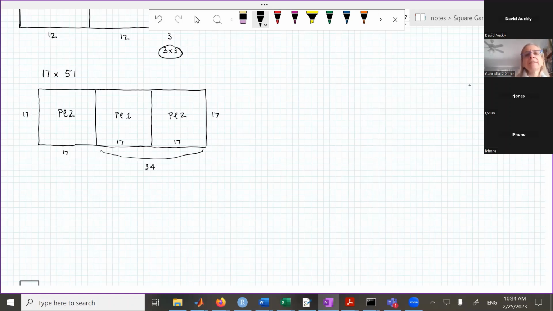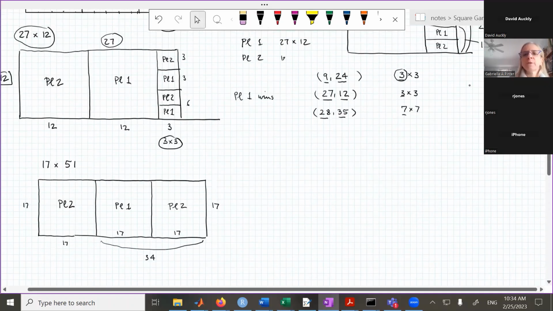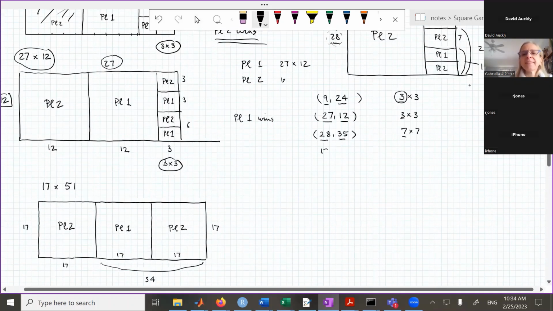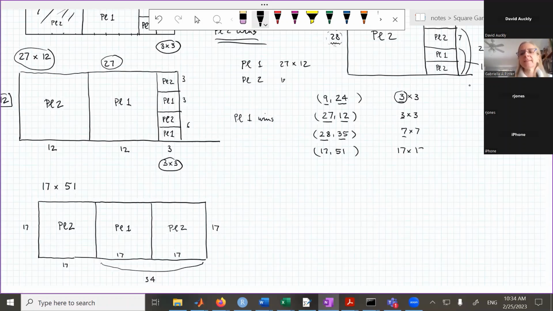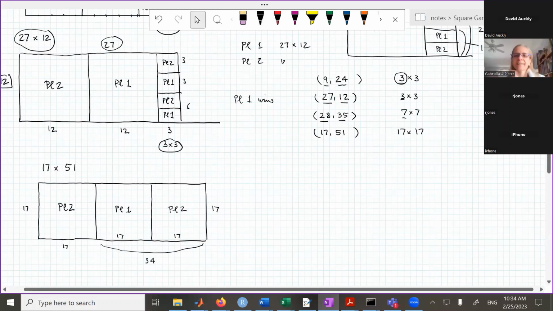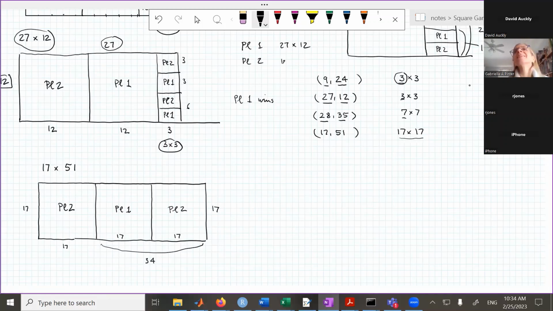So with 17 by 51, if we go back to our list, we got a 17 by 17 square in the end. And that confirms our idea that, yes, what we are left with is very much connected to the numbers that we started with, and it seems to be the greatest common factor of those two numbers.